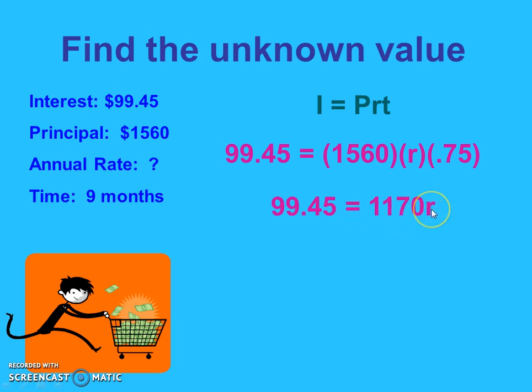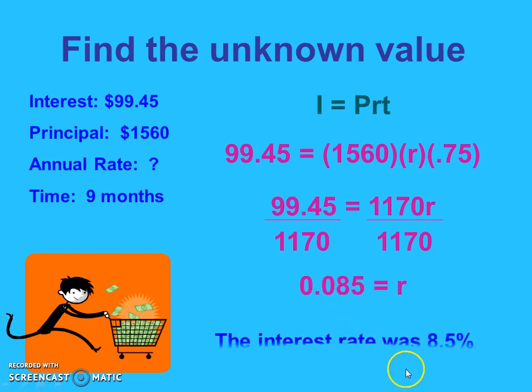To get R by itself, I now need to undo this multiplication, which means I'm going to divide both sides by 1170. It cancels out here, and that leaves me with 0.085 for the rate. Now remember that this is written as a decimal, so I need to turn it back into a percent. To go from a decimal to a percent, I multiply by 100. That moves the decimal over twice and gives me a rate of 8.5%. Feel free to write this one down, so pause if you need to, and then hit play to continue.